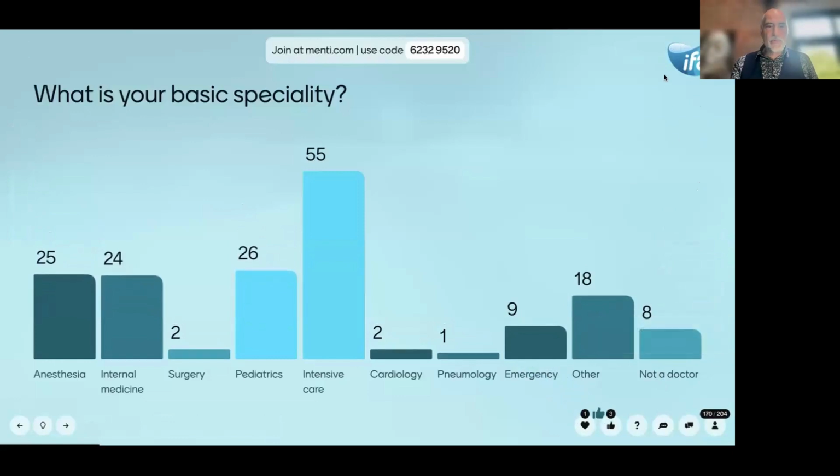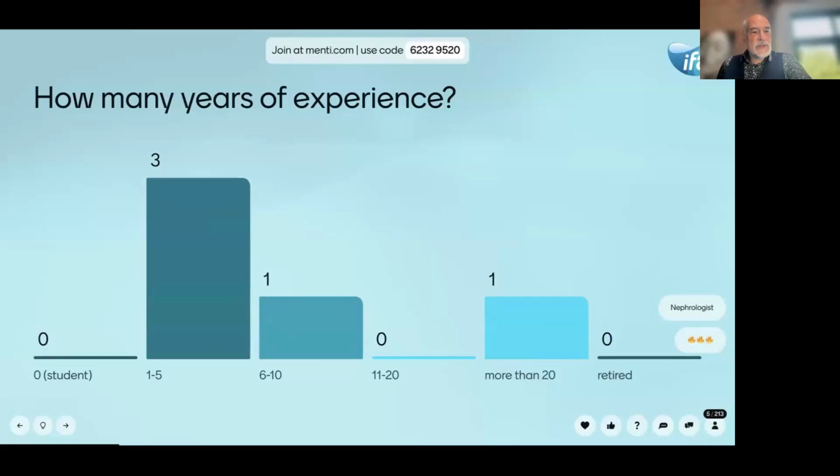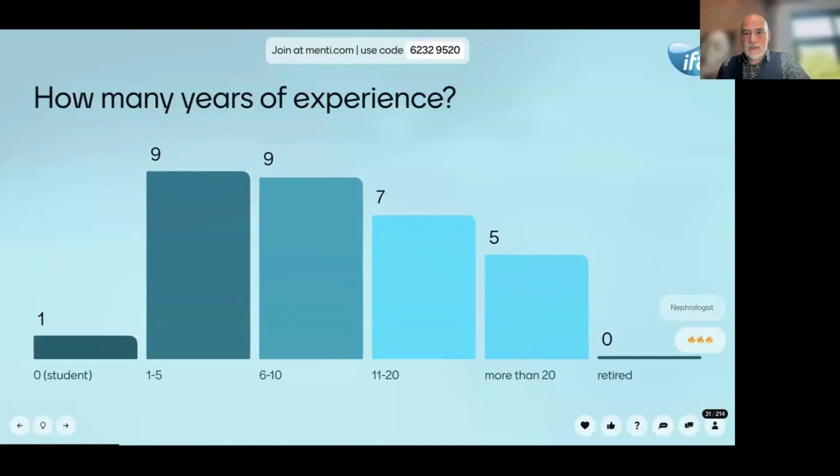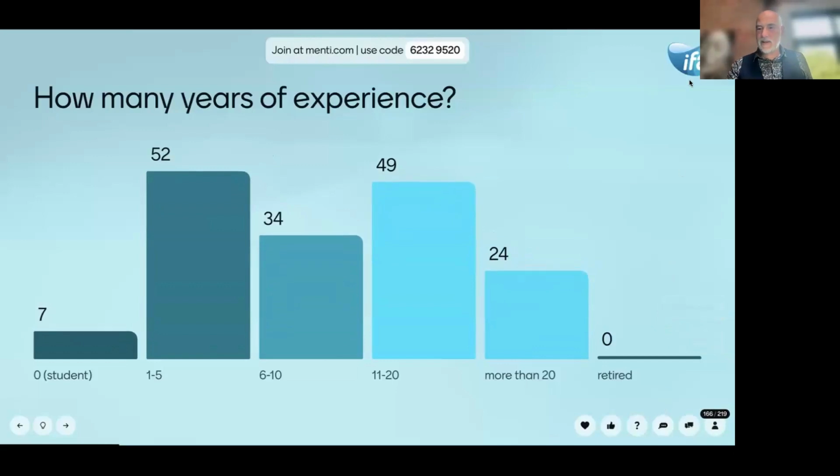Okay, so moving on. Now we would like to know how many years of experience you have. If you're a student, you just click on the 0 button. So it's a mixed audience. We have some junior profiles, but also some colleagues with a lot of experience, and no one retired so far. So no tourists and no retirements. So quite a knowledgeable audience.